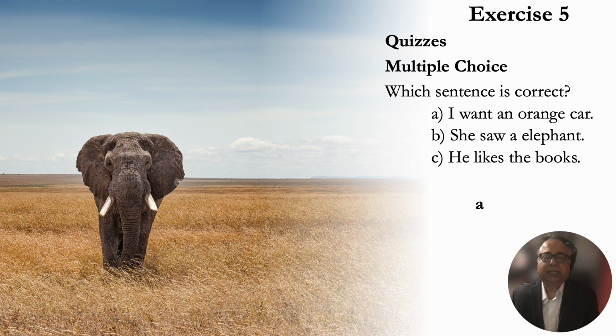I want an orange car is correct. And now just for your reference, she saw a elephant is incorrect, right? Remember the rule? The first sound in elephant is a vowel. So we need to say she saw an elephant. And he likes the books is also incorrect because the reader doesn't know which books. This person likes to read. You know, he's a reader. So he likes to read books, not the books.